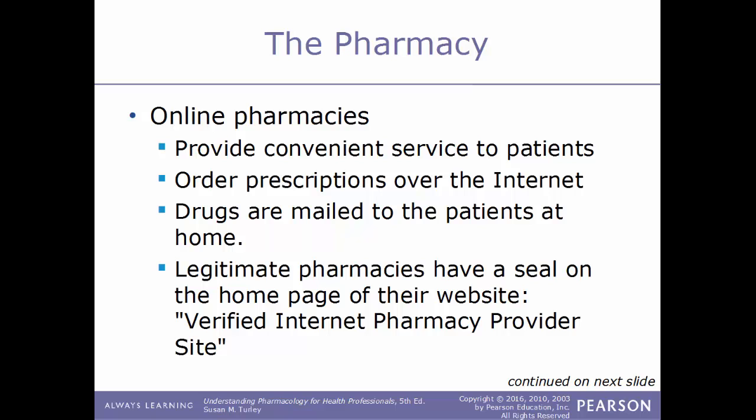Another type of pharmacy are online pharmacies. Now these provide convenient services to patients. You can order prescriptions over the internet. Then once those are completed, the drugs are mailed to the patient at their home. Now legitimate pharmacies have a seal on the homepage of their website that will say Verified Internet Pharmacy Provider Site.